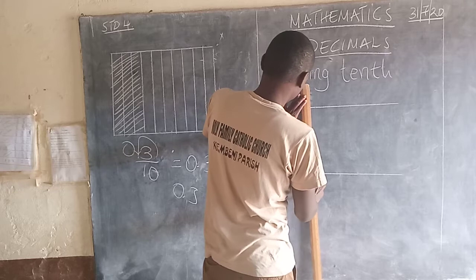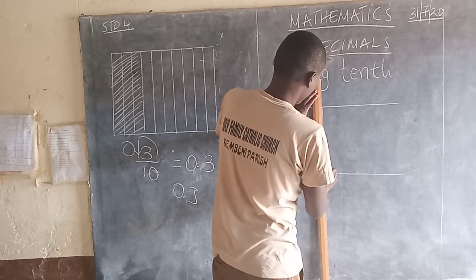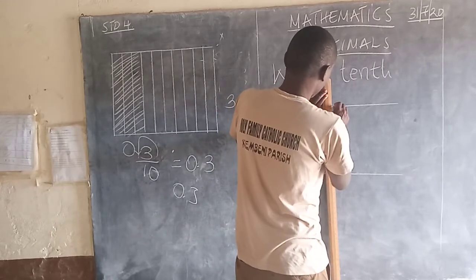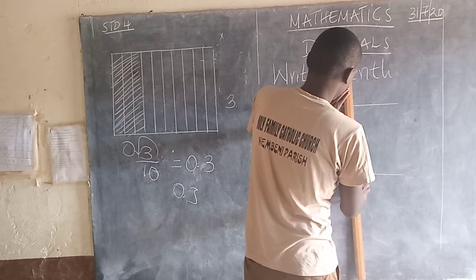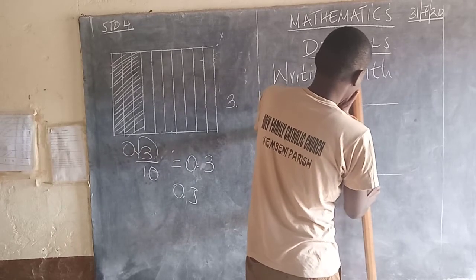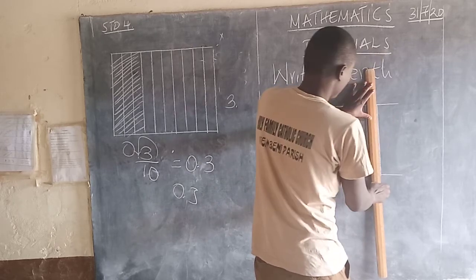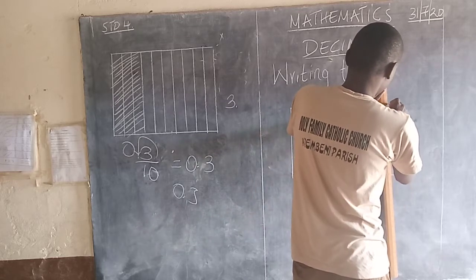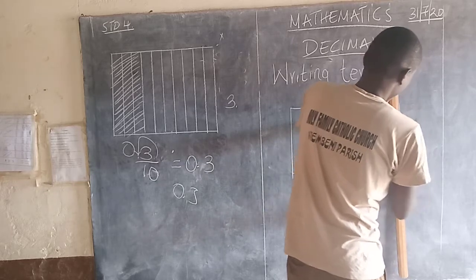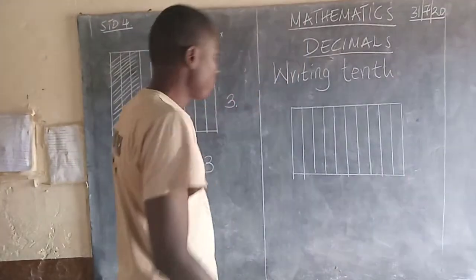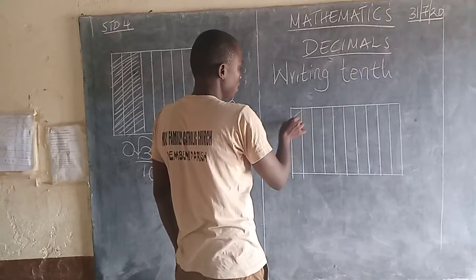That is 1, 2, 3, 4, 5, 6, 7, 8. Count to confirm if there are 10. 1, 2, 3, 4, 5, 6, 7, 8, 9, 10. There are 10. Let's say we shade these parts.